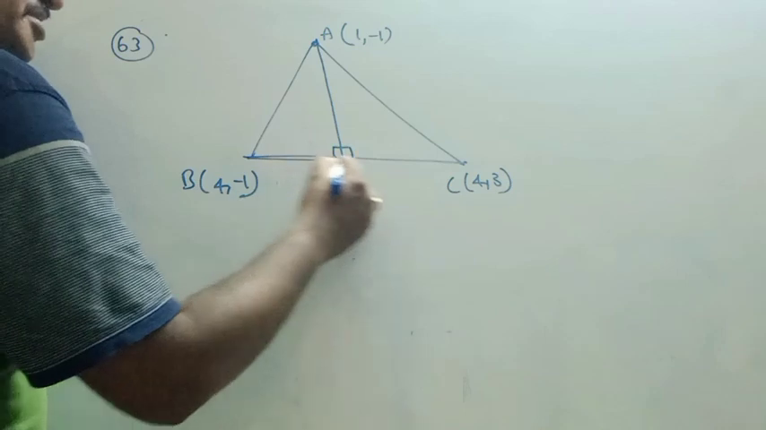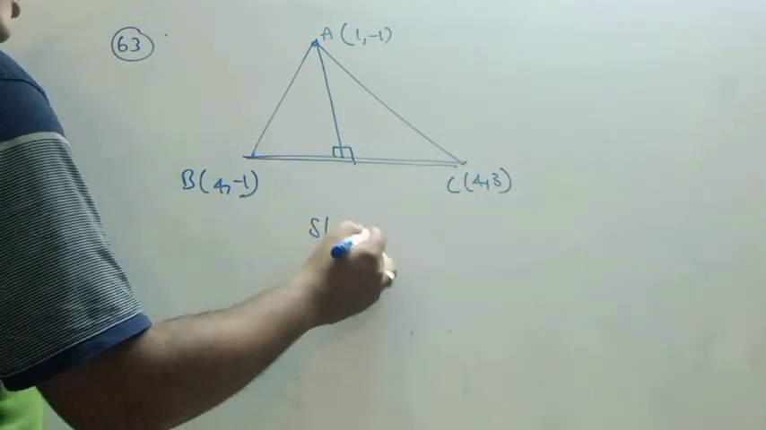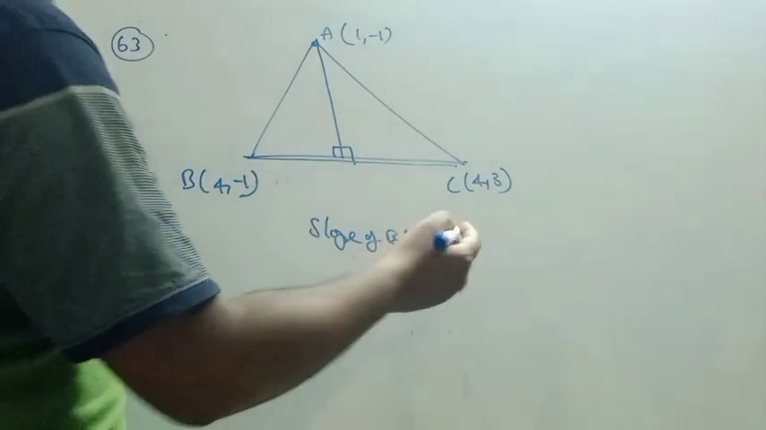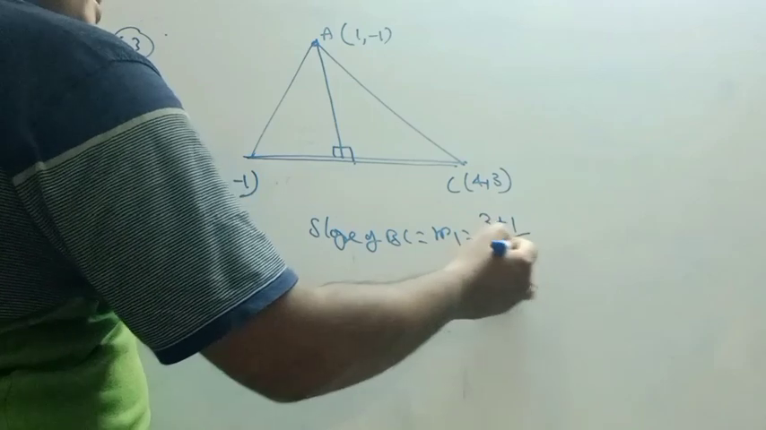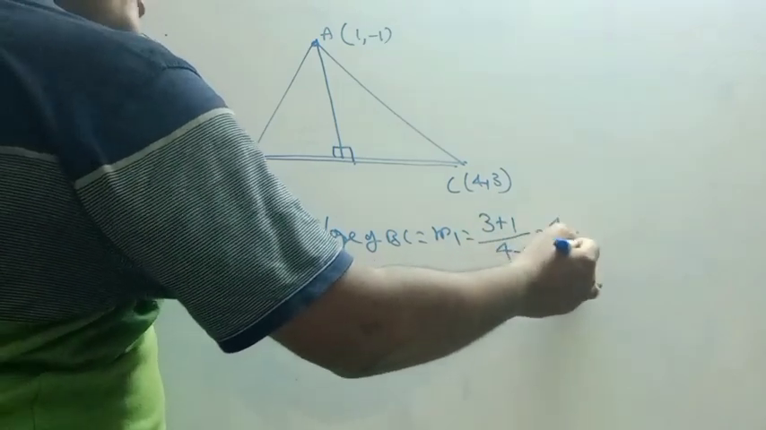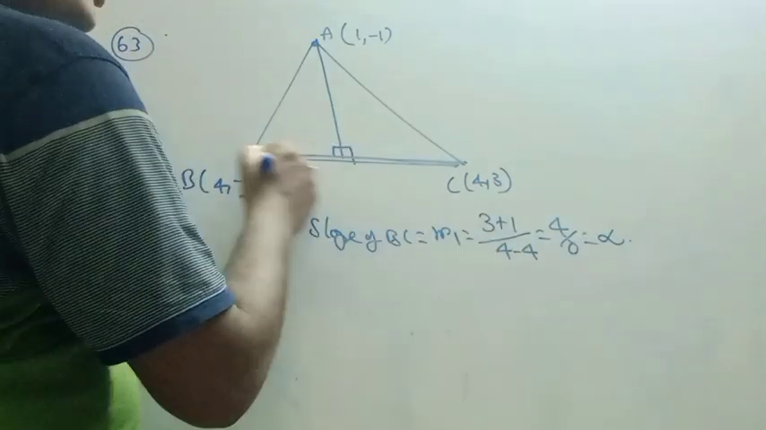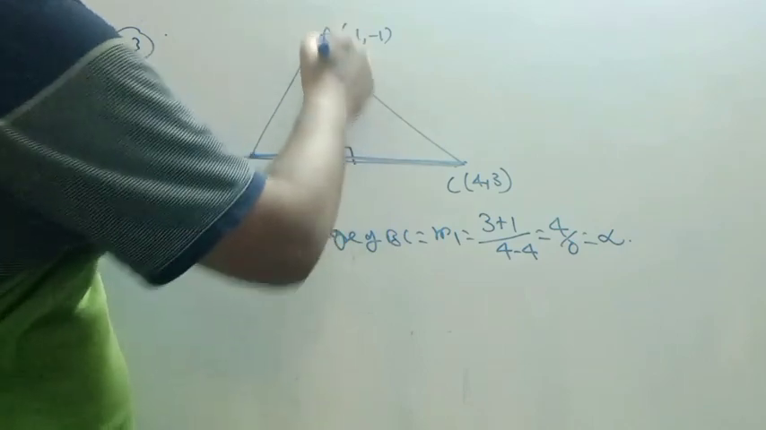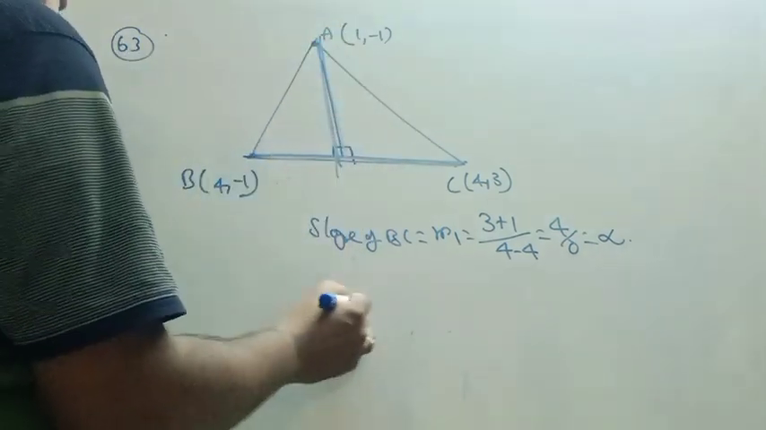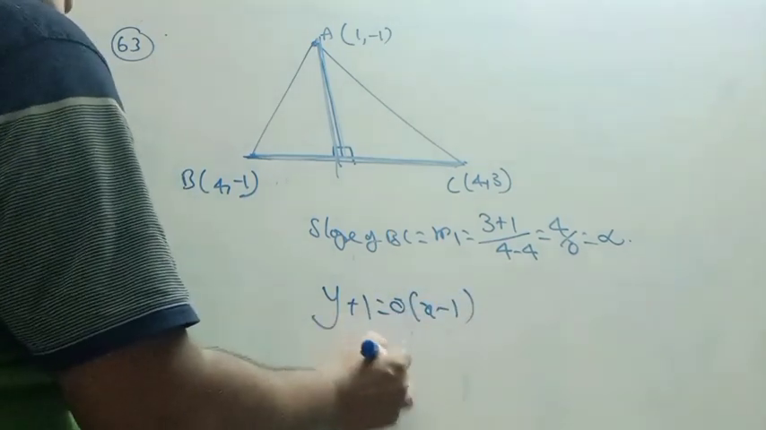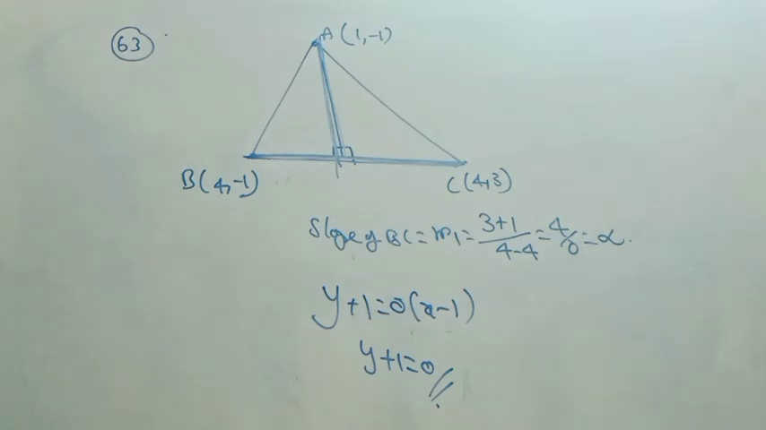You see, my dear students, just find the slope of BC. That is m1 equal to y2 minus y1 by x2 minus x1, which is 3 plus 1 by 4 minus 4. This is 4 by 0, which is infinity. That means BC is parallel to the y-axis. Then the altitude becomes parallel to the x-axis, whose slope is 0. Then y plus 1 is equal to 0 into x minus 1. That means y plus 1 equal to 0 is the equation of the altitude. In such a beautiful and simple way you can do it.